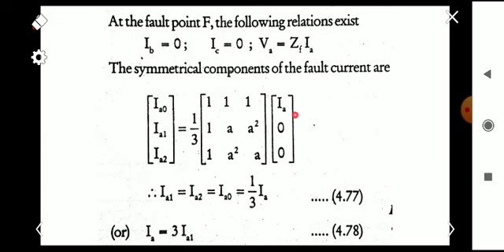For that we have to use this matrix. In the matrix we substitute the values of IB and IC as 0, 0. By solving the matrix we get the equation IA1 is equal to IA2 is equal to IA0 is equal to IA by 3, which means all the sequence currents are the same. And we can say that IA is equal to 3 into IA1.